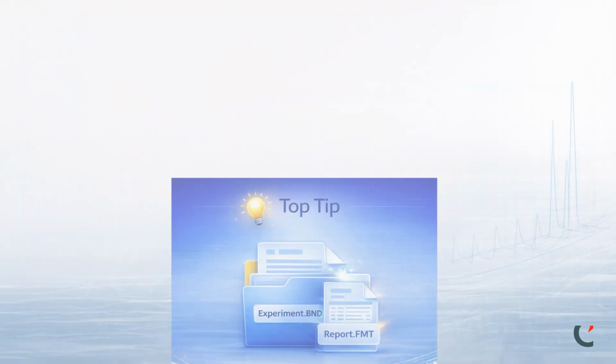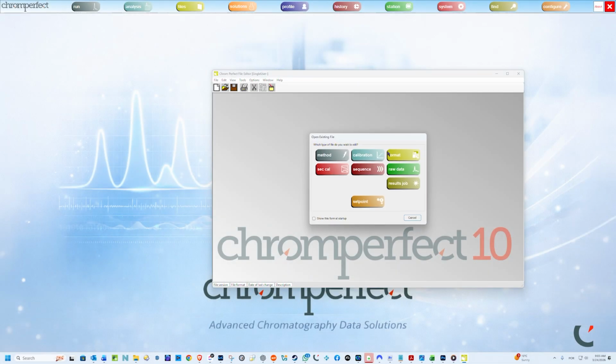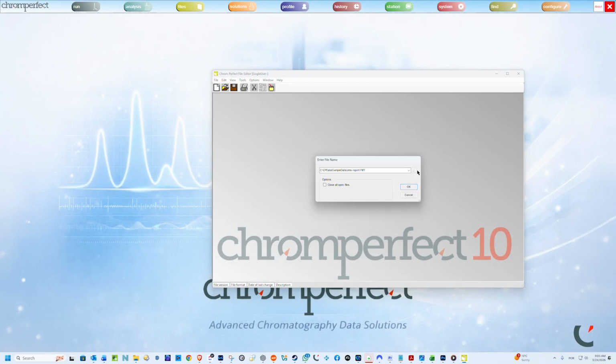Top tip: report format files are also stored within the bound file, the proprietary Chromperfect analysis file, which you should now be very familiar with. We will go into more detail on how reports are generated and selected in the next chapter. But for now, it is important to understand that reporting can be independent and manual, or directly linked to the method for automation. Now let's look at the structure and contents of a report format file.